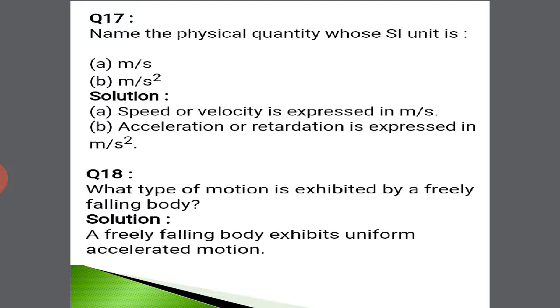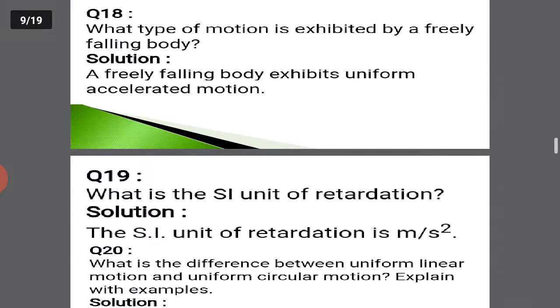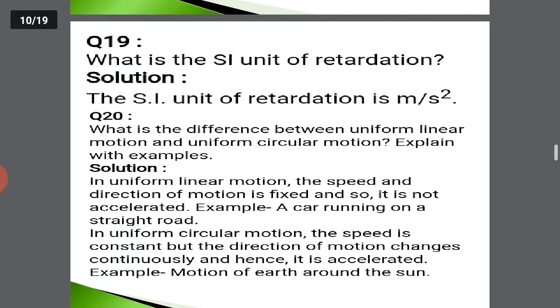Next question, what type of motion is exhibited by a freely falling body? A freely falling body exhibits uniformly accelerated motion. Next question, what is the SI unit of retardation? It is acceleration and has units meter per second square.